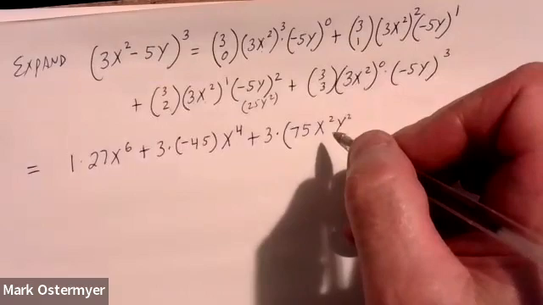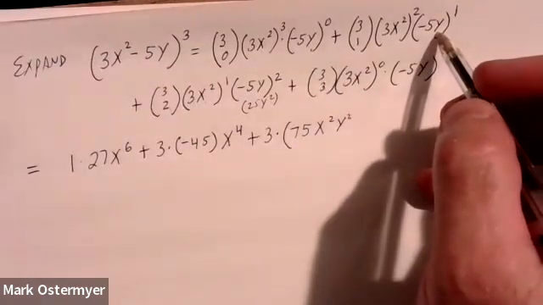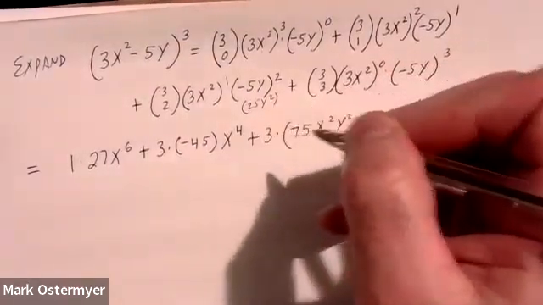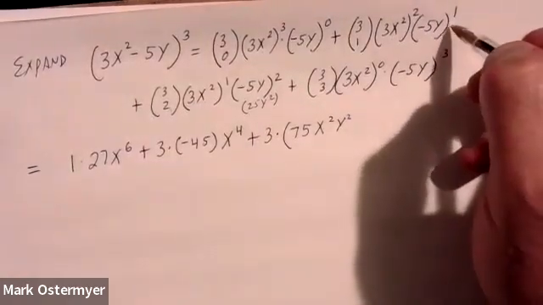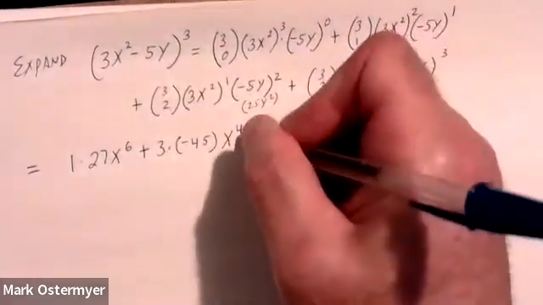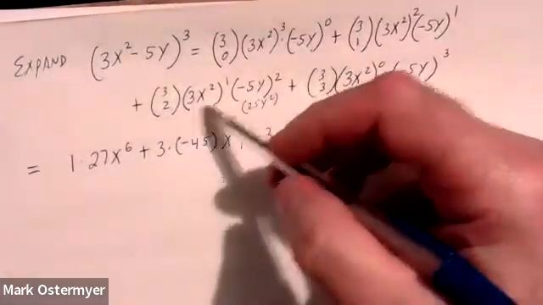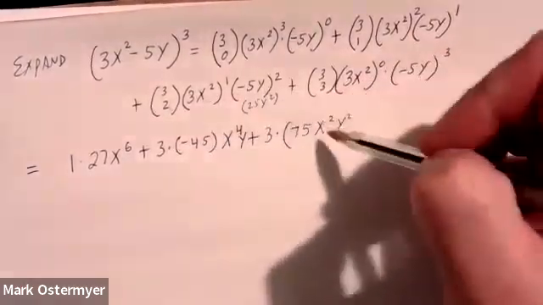Hold on a second. Let me double check something here. Oh, this term here should have a y to the first power here. Wait a minute here. Yeah, there would be a y to the first power here. And this term is 3. This is 75 x squared, y squared.